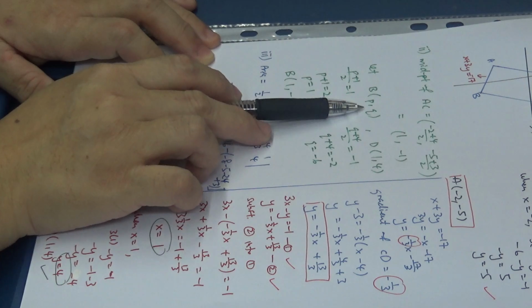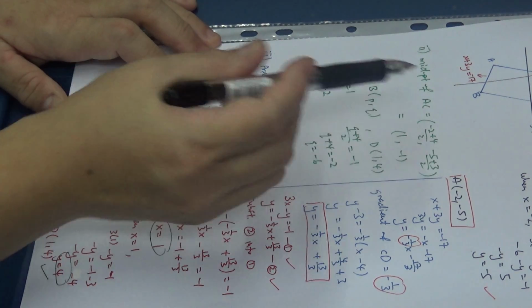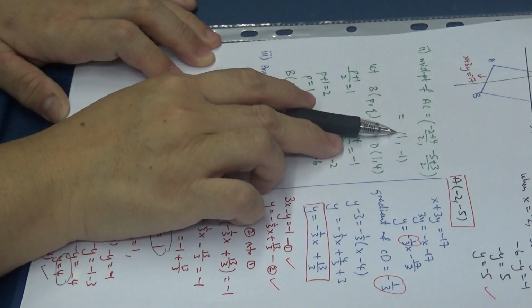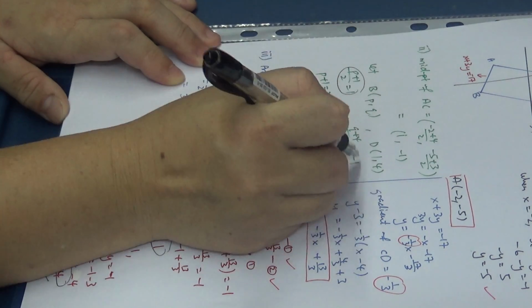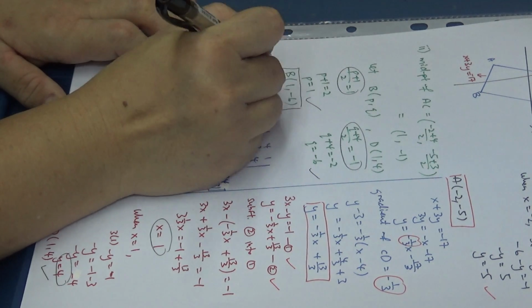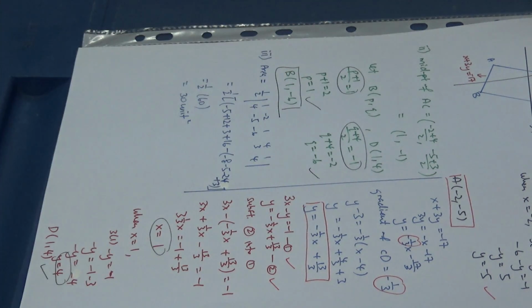I let B be (p, q), this is D. The midpoint of BD is the same as the midpoint of AC. I equate them, I solve them, so I will get your B as (1, -6).